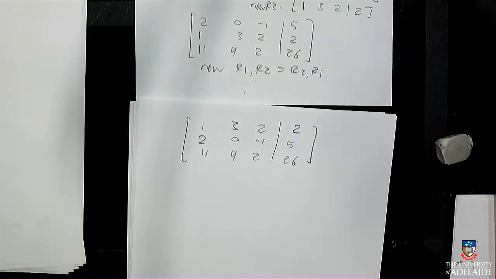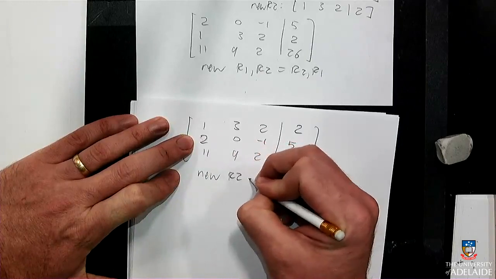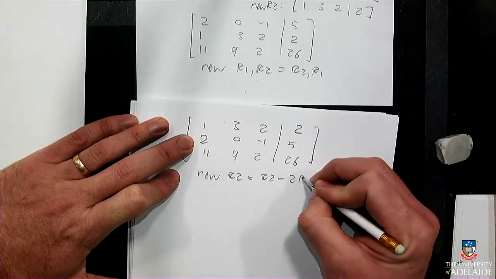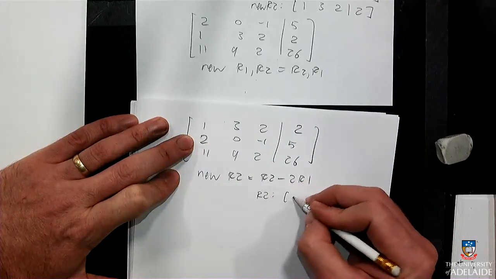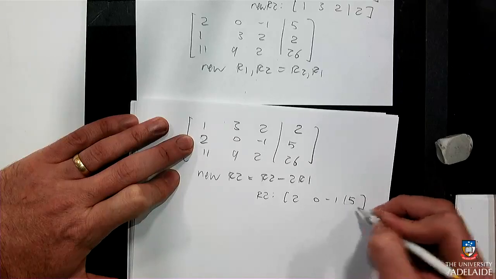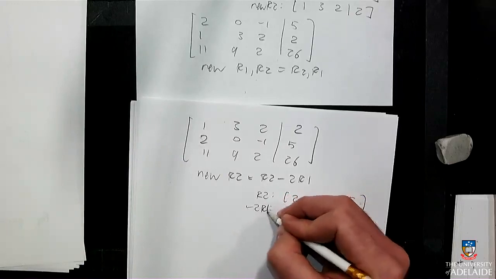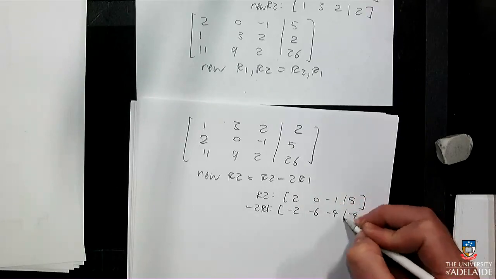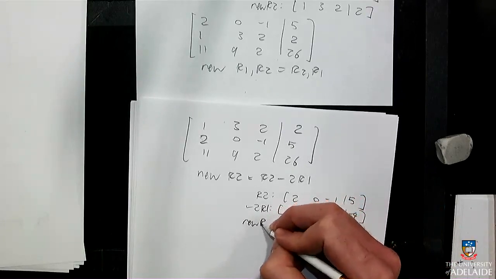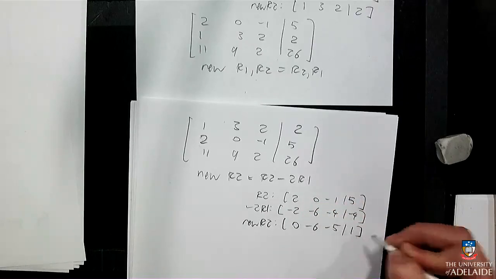Okay, and let's really hope this one works. So my new row 2 is going to be the old row 2 minus 2 of row 1. That'll put a 0 in this position. So my current row 2 is 2, 0, negative 1, 5. Minus 2 of my row 1 is minus 2, minus 6, minus 4, minus 4. And so my new row 2 is 0, minus 6, minus 5, 1.